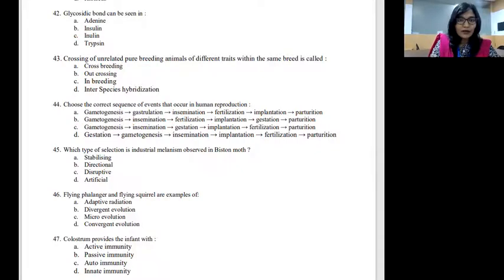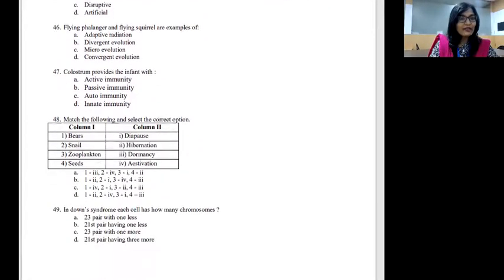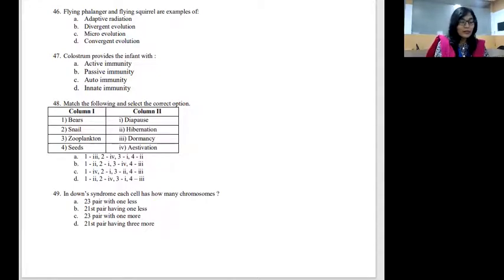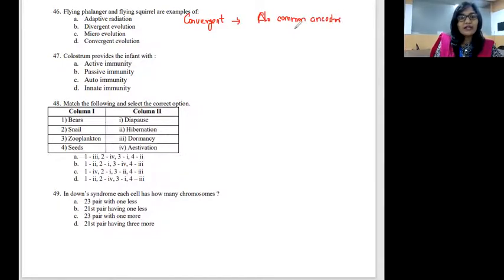Okay, the next one, flying phalanger and flying squirrel are examples of what type of evolution? You have to remember what is convergent and what is divergent. Convergent is where they have no common ancestor, but they have the same features. You can see the phalanger is also flying, the squirrel is also flying. They have the same feature, but they do not have common ancestors. So this is going to be convergent evolution.